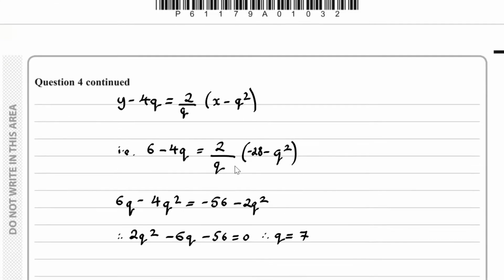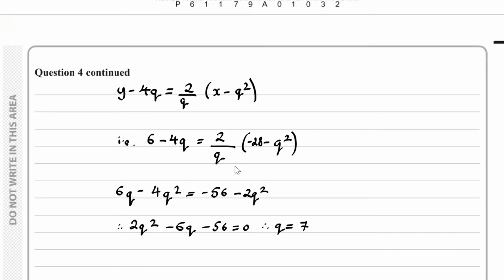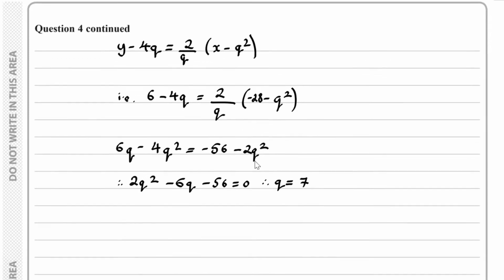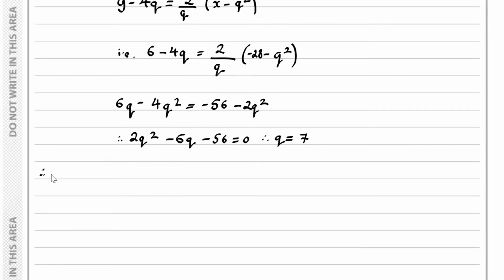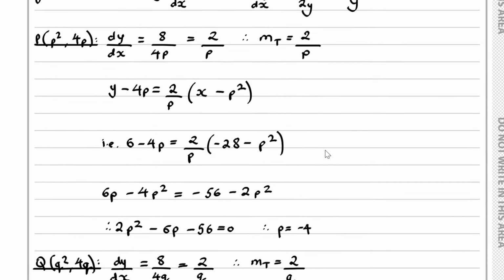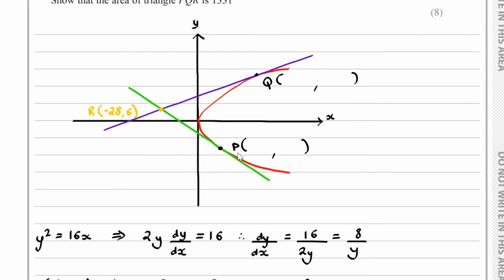So knowing that, what we can now do is state the coordinates of P. When P is equal to 16, minus 16, and Q, that's equal to 49 and 28. Okay, so let's add those coordinates to the diagram. We have here 16, minus 16, and here we have 49 and 28.